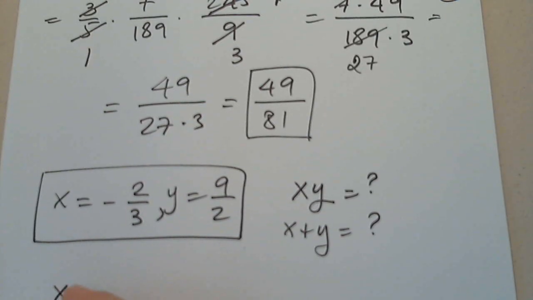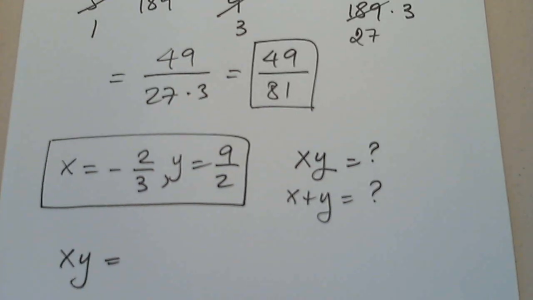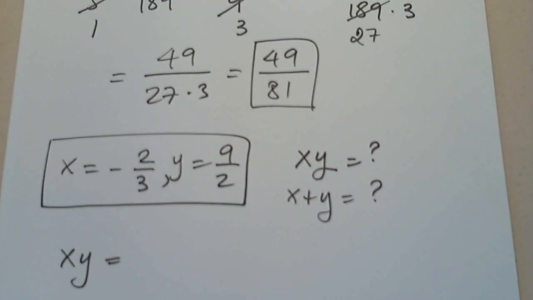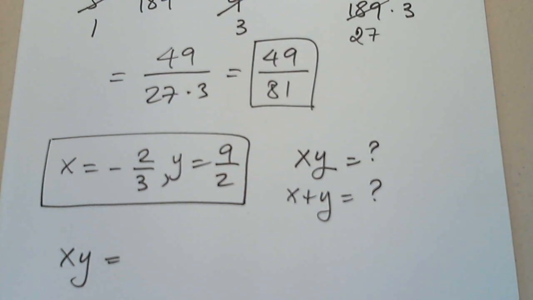So if we want to multiply first and add second, it doesn't matter, and x plus y. Let's work on this for a minute. So let's multiply. For the first expression, negative 2/3 times 9/2, always simplify first. And x plus y, add them, but when you add them, you have to find the least common denominator.